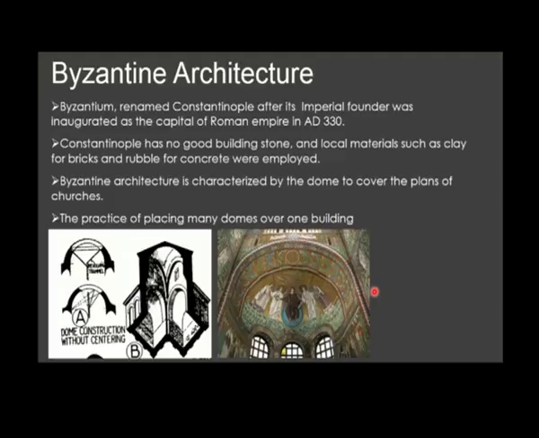The practice of placing many domes over a building came into existence in the Byzantine type of architecture. If you see the previous basilican concept which we discussed before, there was a dome, but it was a single dome. In this kind of architecture, there were multiple domes over one single building.